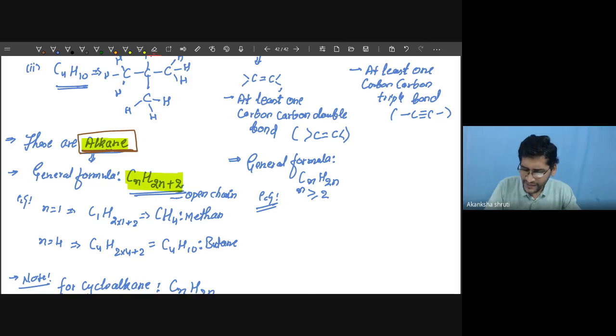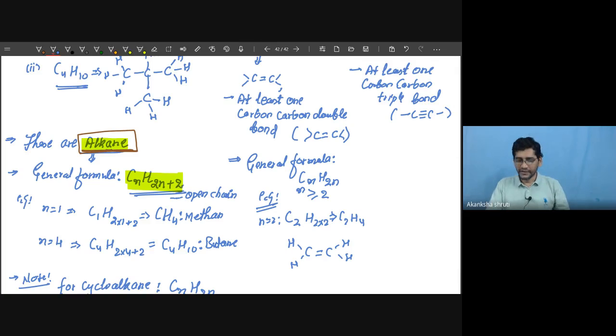If you take the simplest example that you may write, n equal to 2, the formula becomes C2H2 into 2, so it becomes C2H4. The structure we are getting, to satisfy this, at least one double bond should be there so that the 4 hydrogen can complete the tetravalency for all the atoms of carbon. So it is this one.